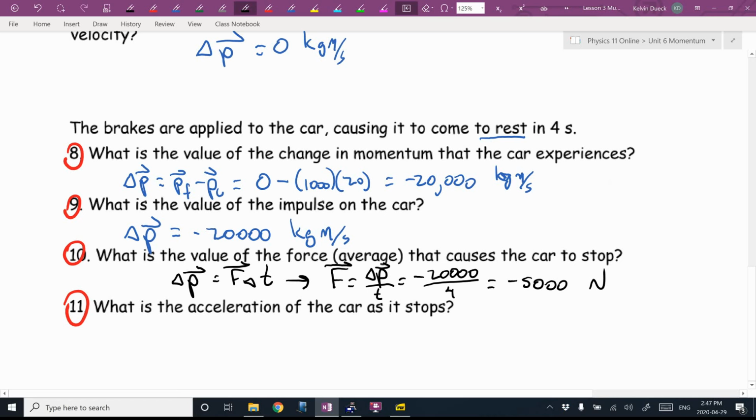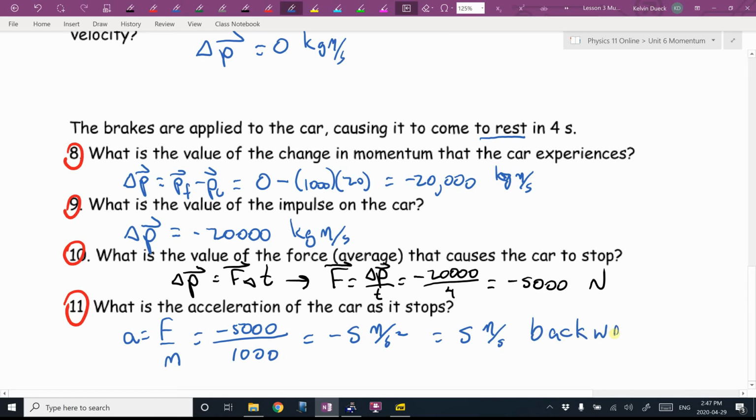Oh, well, you know what? Number 11 asked me to find the acceleration. I'm going to go A equals F over M. It's negative 5,000, negative meaning backwards, divided by 1,000, which is negative 5 meters per second squared, or 5 meters per second squared backwards. Pardon me for the cough. This car slowed down at a much greater rate than it sped up.